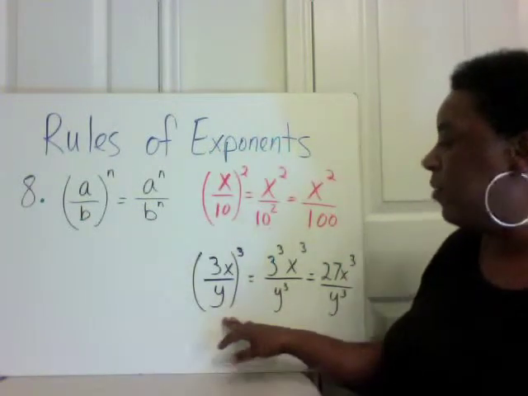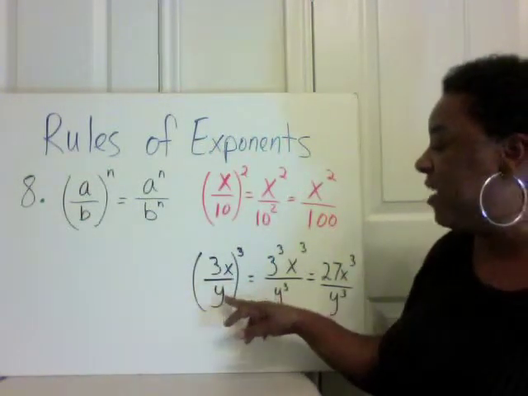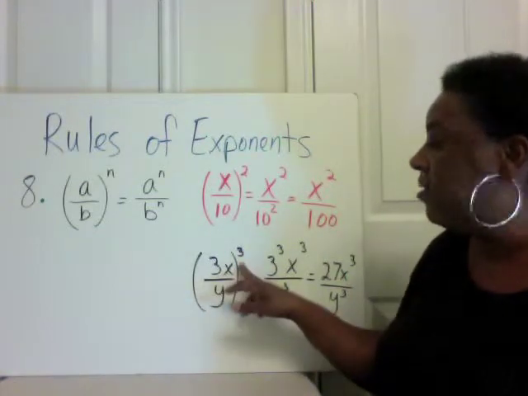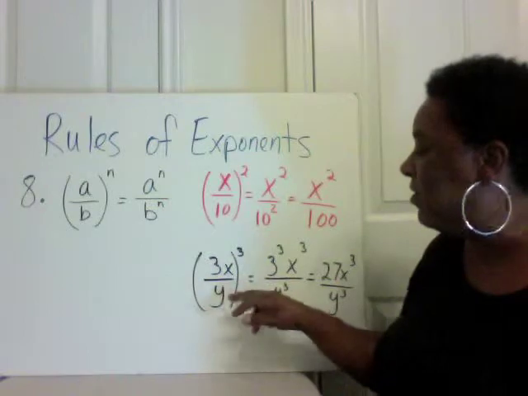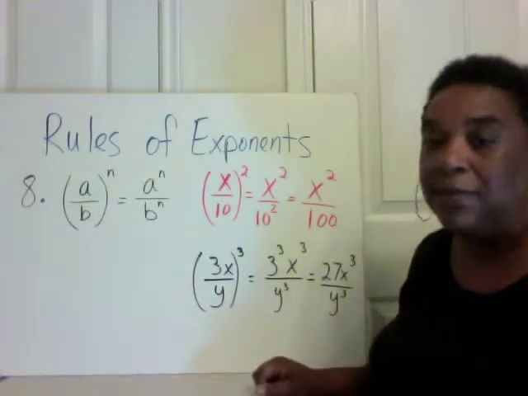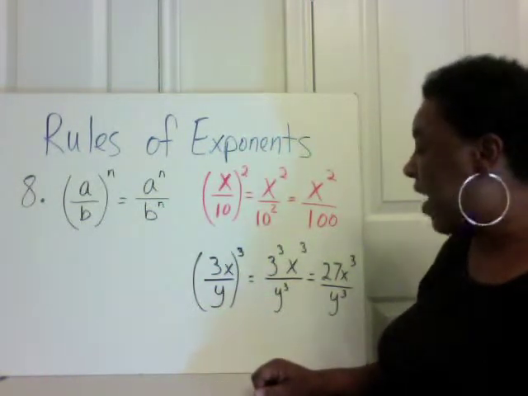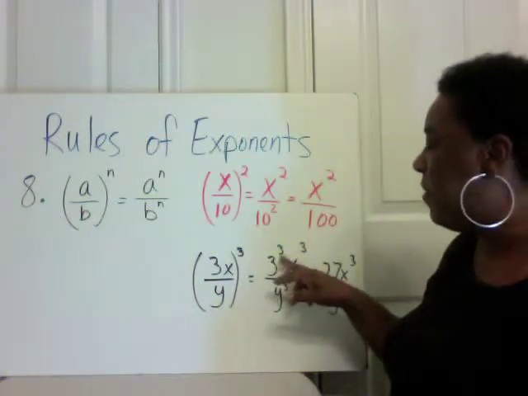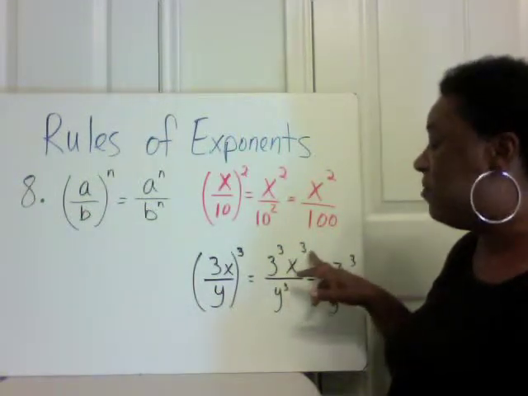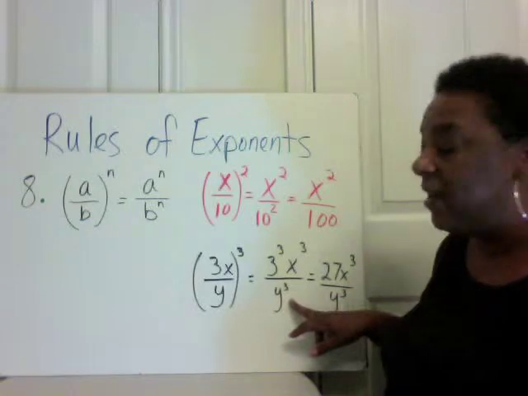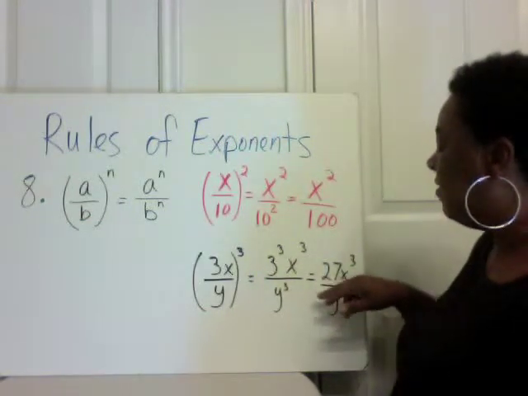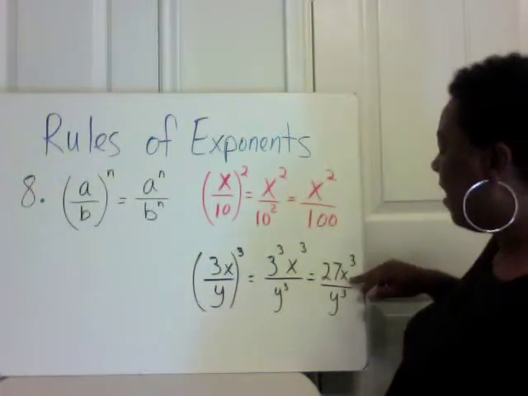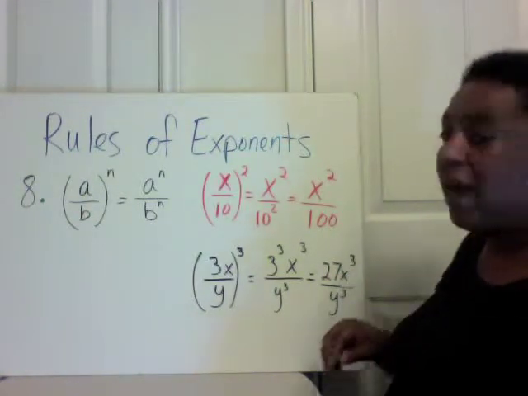In this example, we have 3 times x divided by y, all raised to the power of 3. And we'll distribute this exponent to each one of our bases in our problem. So we rewrite this as 3 to the power of 3 times x to the power of 3 divided by y to the power of 3. 3 cubed is 27, and so we have 27 times x cubed divided by y cubed.